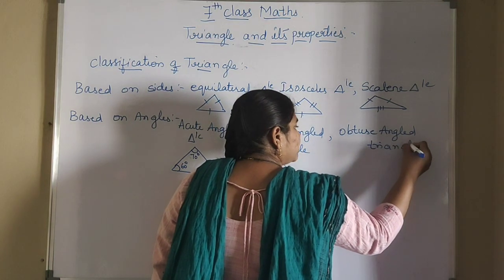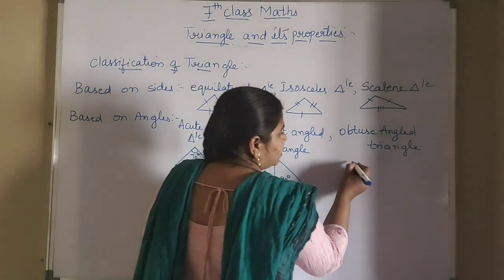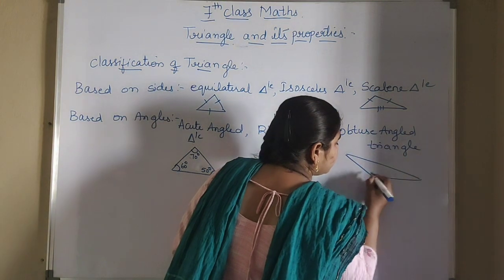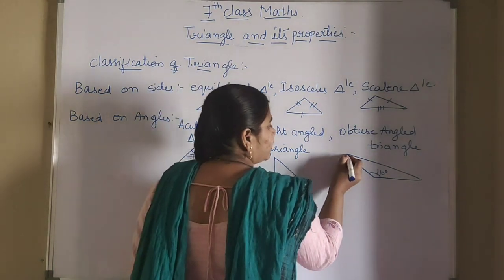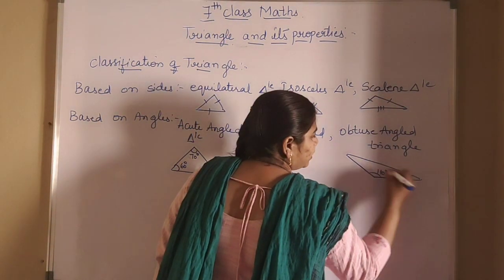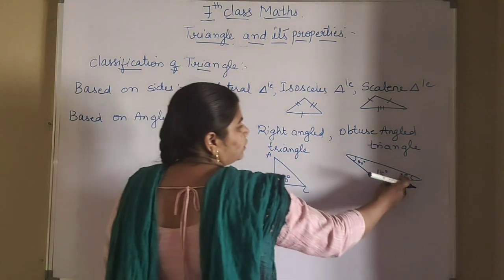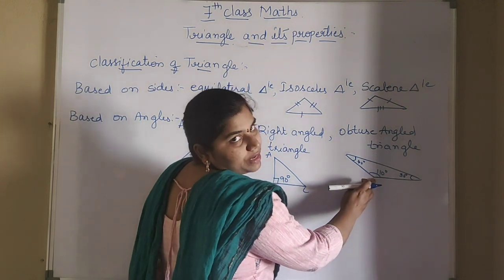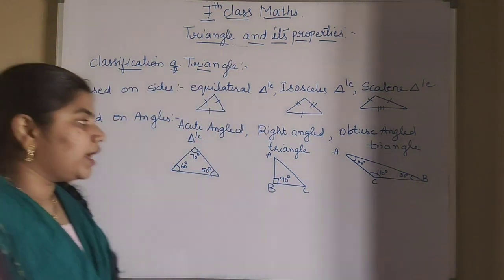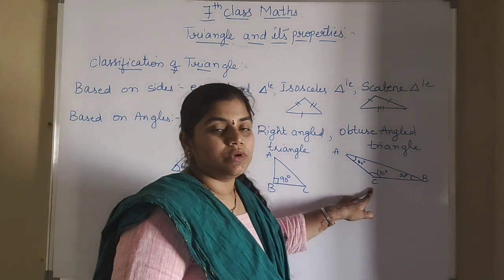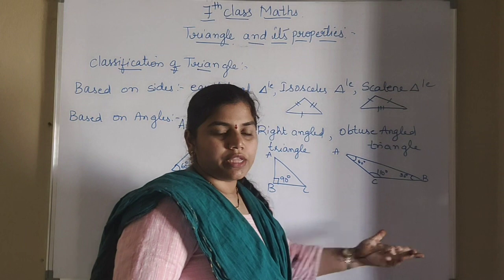So what do you mean by obtuse angle triangle? One of the angles will be greater than 90 degrees. So it will be like this. This one you can take as 110, and the other two angles, this I am taking as 30 degrees and this one as 40. 40 plus 30 is 70. 70 plus 110 will be 180 degrees. So this is called an obtuse angle triangle. One of the angles will be greater than 90 degrees, like 110, or you can take 120 and so on.